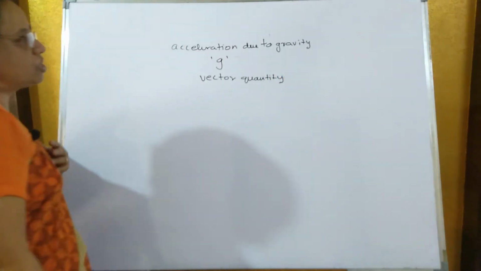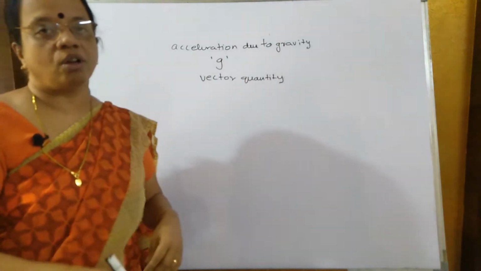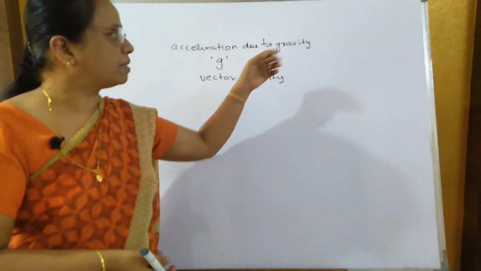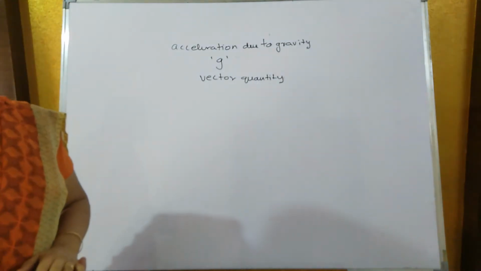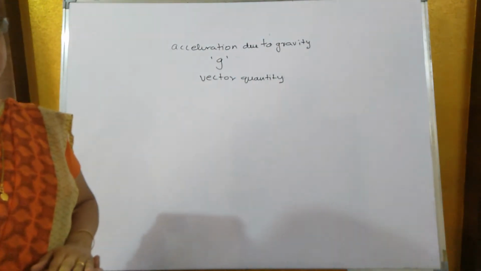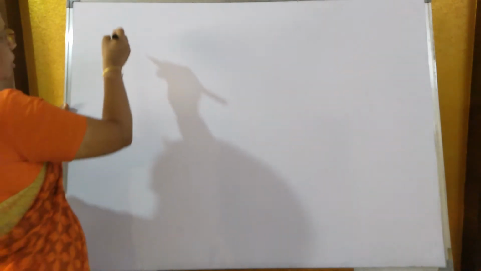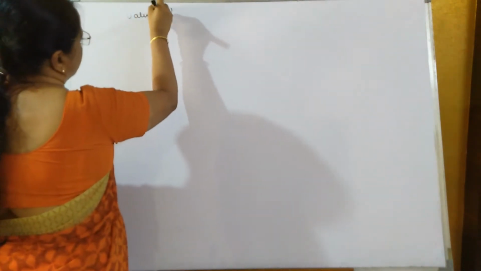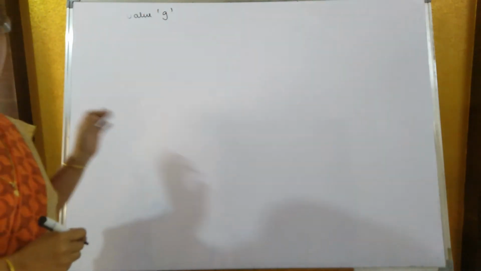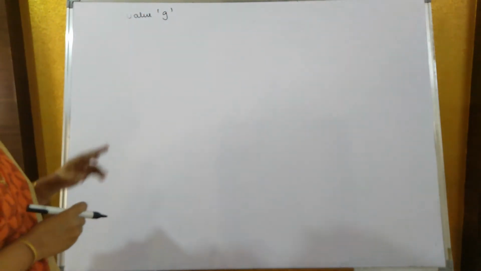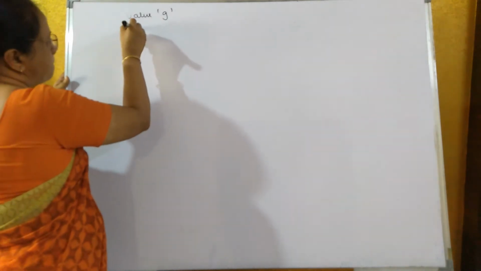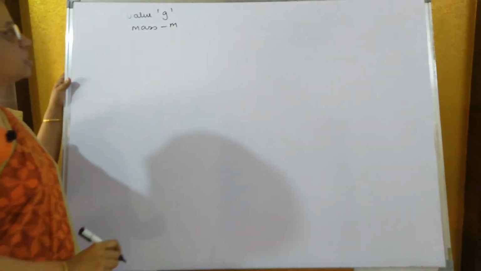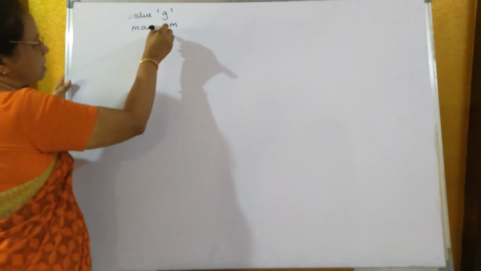Now the gravitational force of attraction is always toward the center of the earth. Therefore, acceleration due to gravity is also towards the center of the earth, that is vertically downwards. Now we can find out the value of g by using Newton's universal law of gravitation for an object of mass m, which is at a distance of r from the center of the earth.